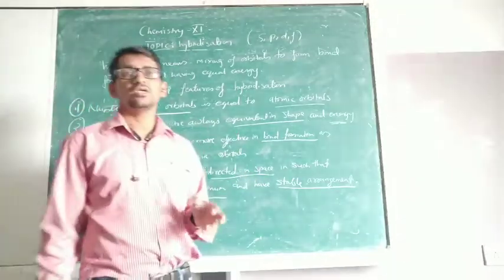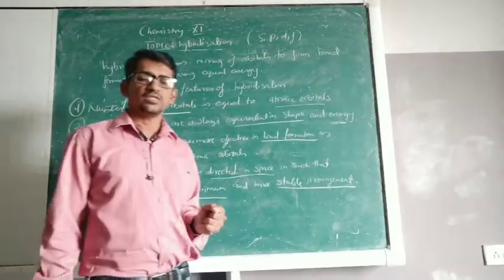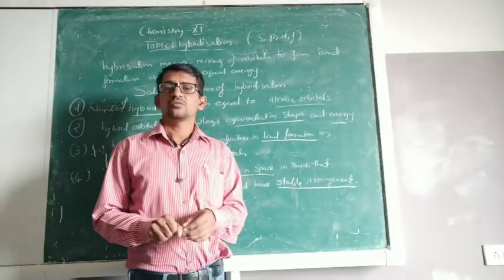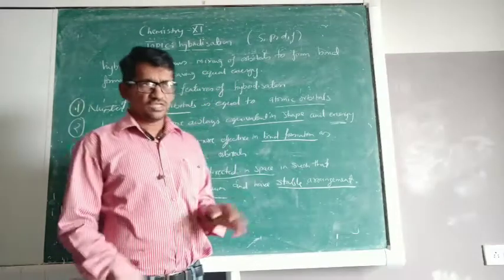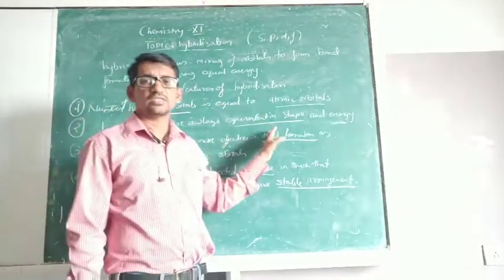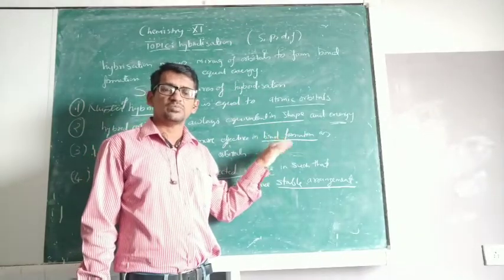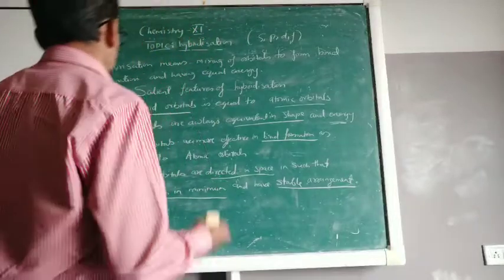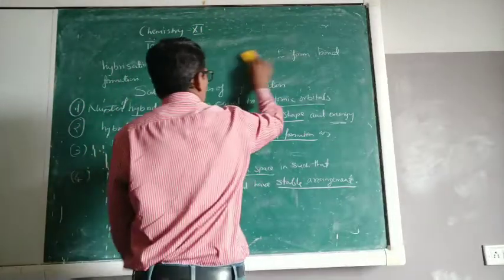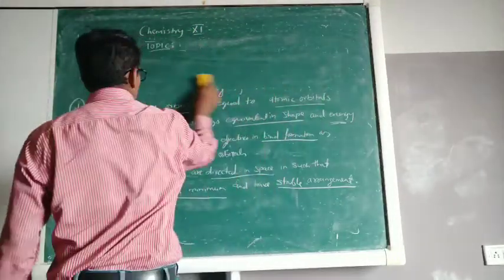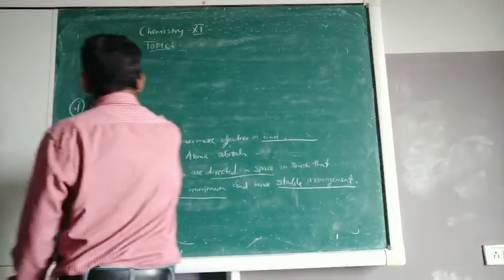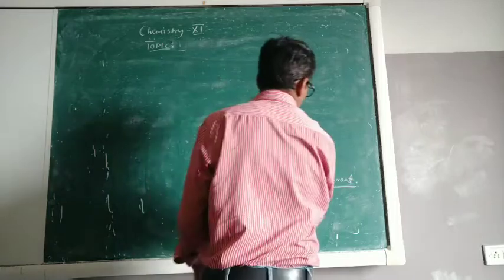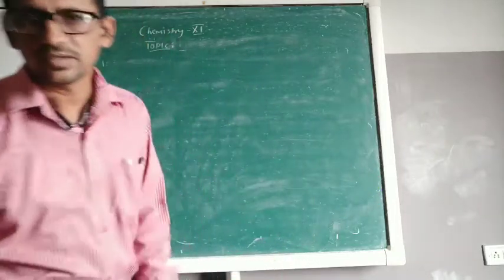Now we discuss the types of hybridization. Type of hybridization means which orbitals mix together, as for example sp hybridization, sp2 hybridization and sp3. First we discuss 3 types of hybridization. So the second topic is related with type of hybridization, and then we take a few examples related with that.